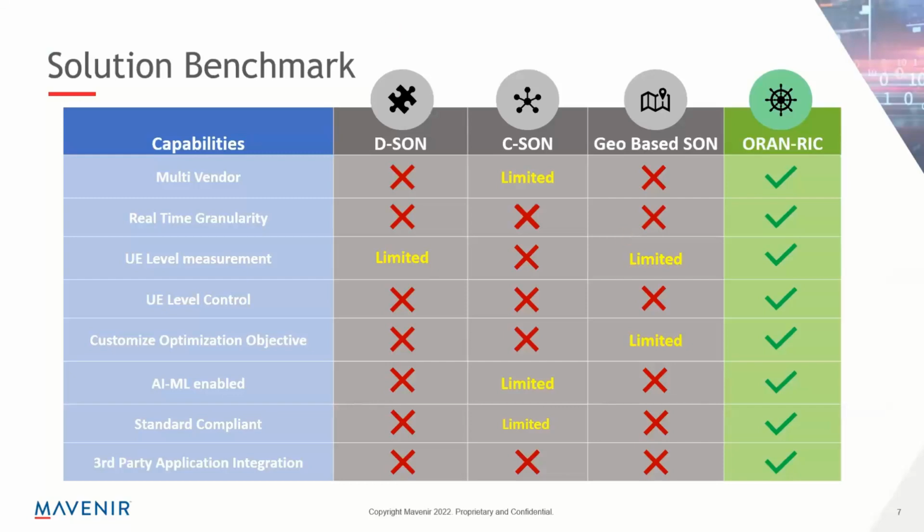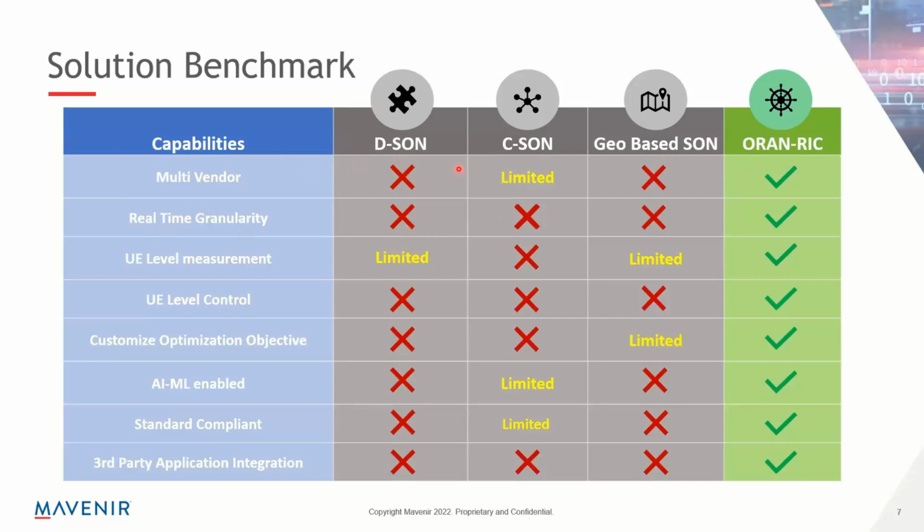Okay, so let's try to compare, or at least try to understand much more, the functionalities that different SON or RIC solutions can provide. When it comes to benchmarking, if you take the multi-vendor scenarios, this DSON, distributed SON, or the centralized SON, or even the geo-based SON, those are the previous self-organizing network solutions that we had.